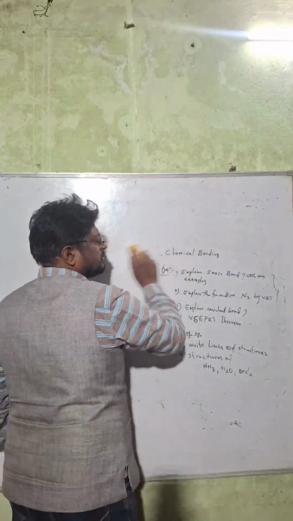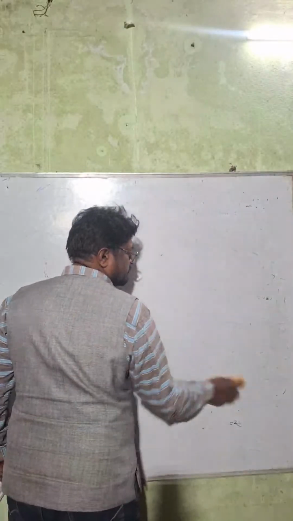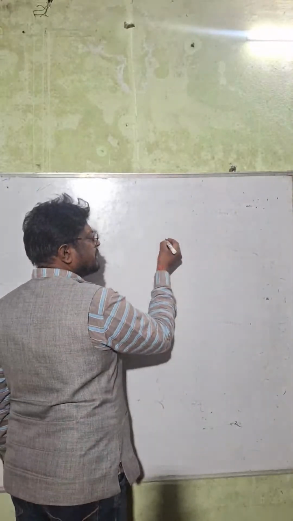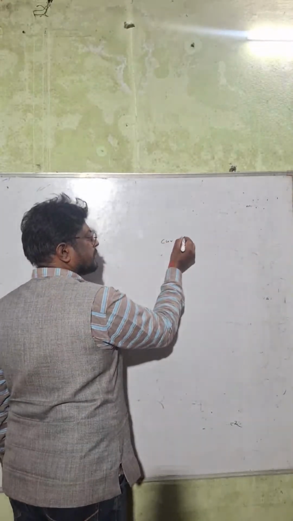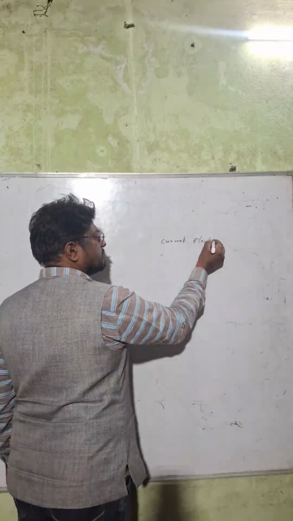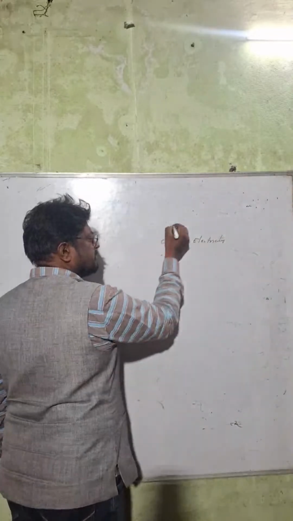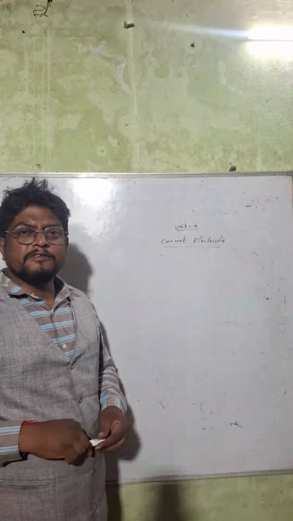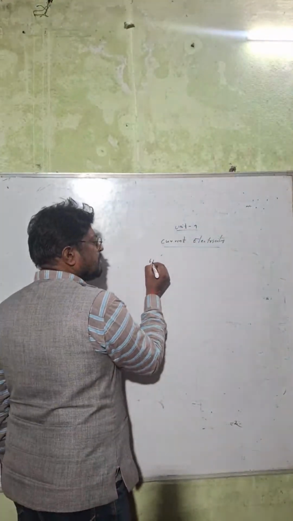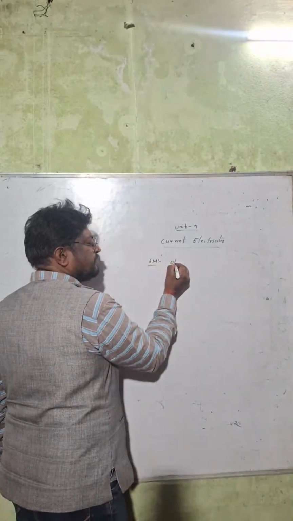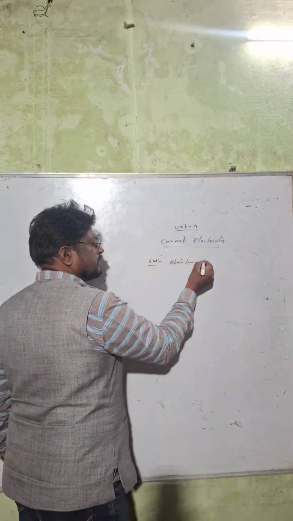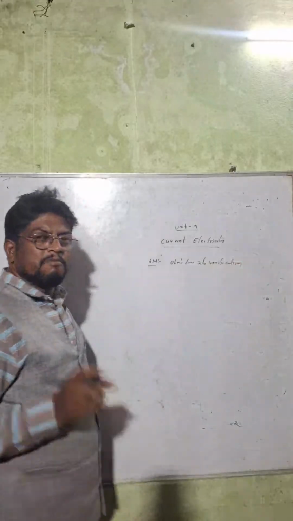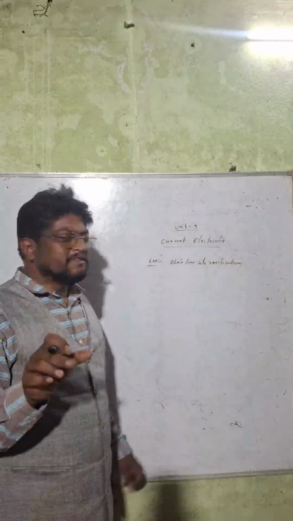Next gunshot questions, from the 9th chapter: current electricity. This is unit 9. From current electricity, 6-mark question: Ohm's law and its verification. This is a 6-mark question. Compulsory. Compulsory gunshot question.